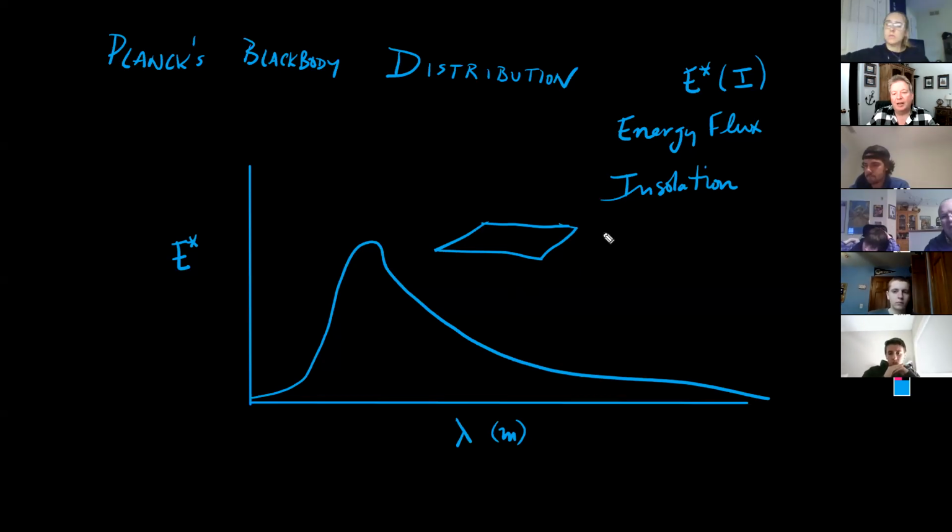So what do you see coming out of this, through this surface? Radiation. Right? So you'd see waves coming out of the surface. And the amount of radiation that comes out of the surface is the energy flux, or what we call insolation. Insolation with an O, not a U.